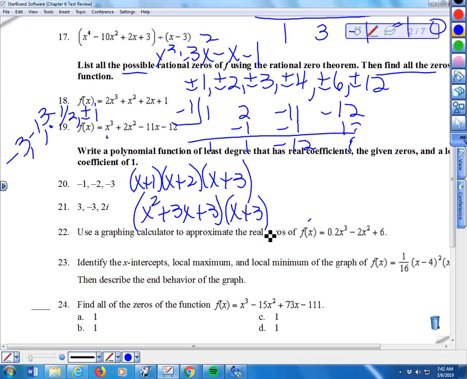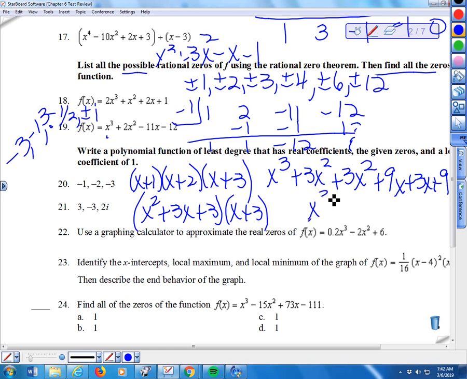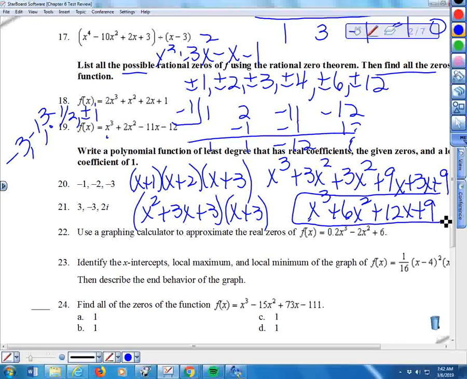x squared times x is x cubed. x squared times 3 is 3x squared. 3x times x is 3x squared. 3x times 3 is 9x. 3 times x is 3x, and 3 times 3 is 9. Combine my like terms. And this is the polynomial that if I were to find the zeros, I would figure that the zeros are this. Okay.